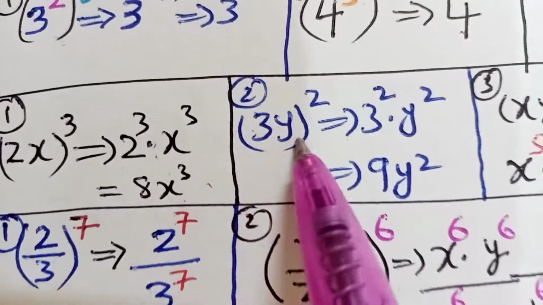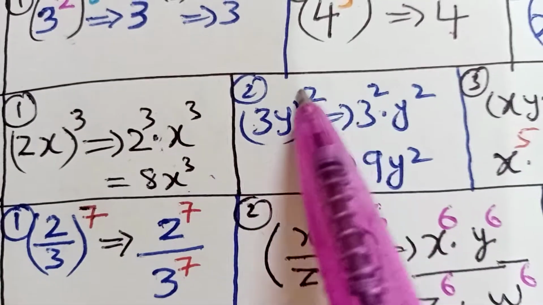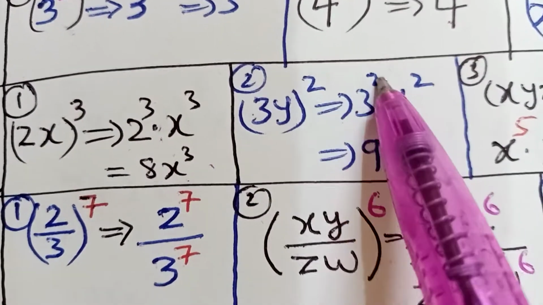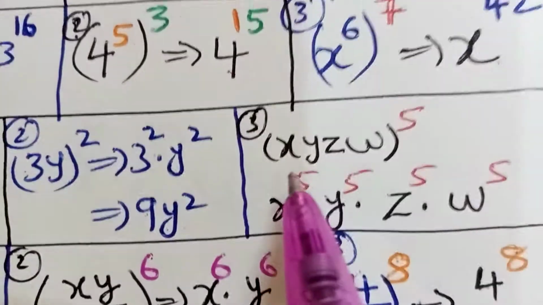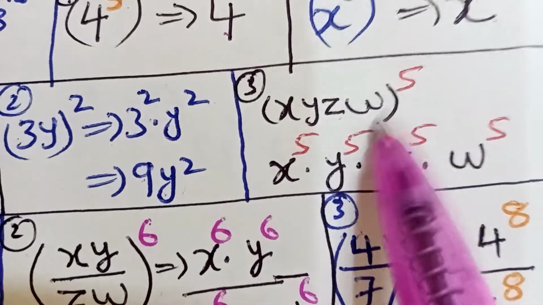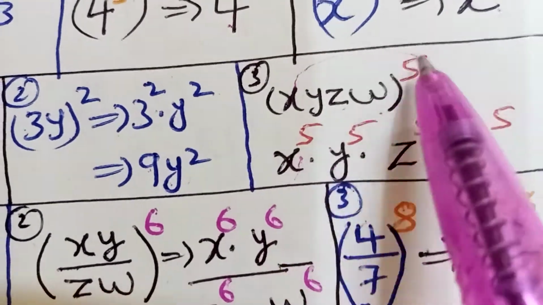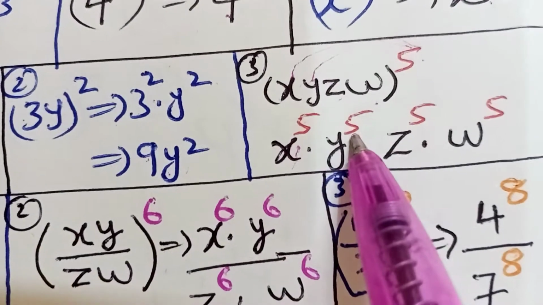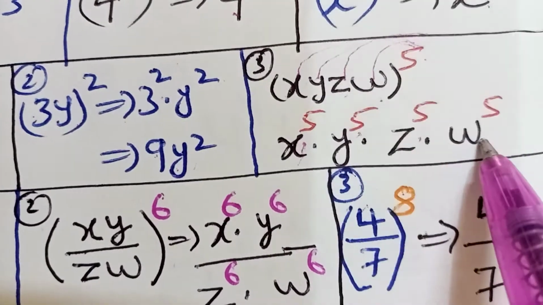Next, 3y power of 2. So 3 square, y square. 3 square, 3 3s are 9, y square. Next, x, y, z, w power 5. So x power of 5, y power of 5, z power of 5, w power of 5.